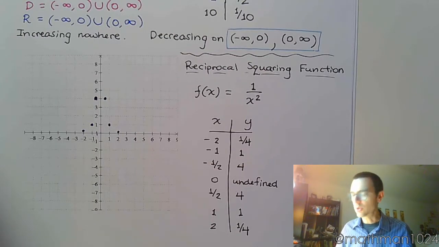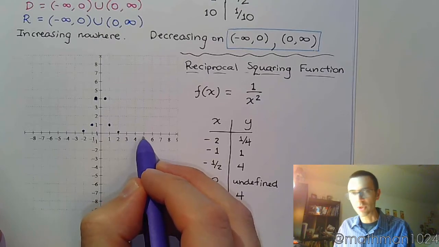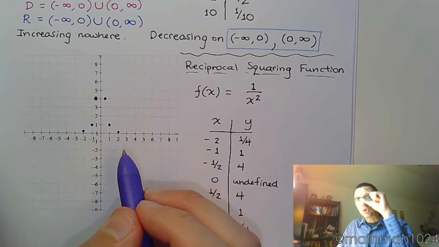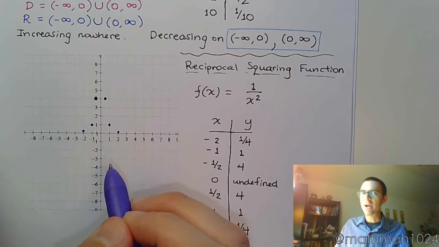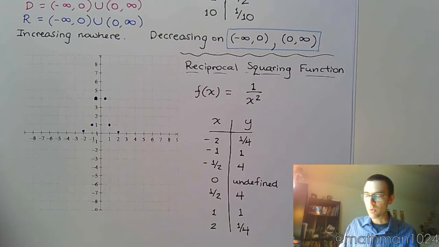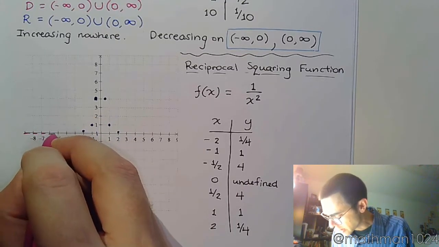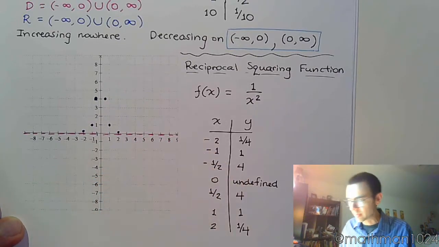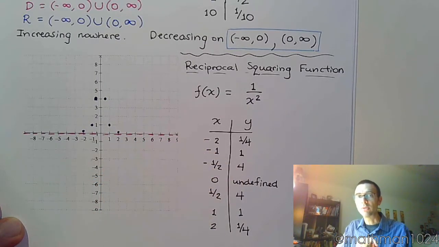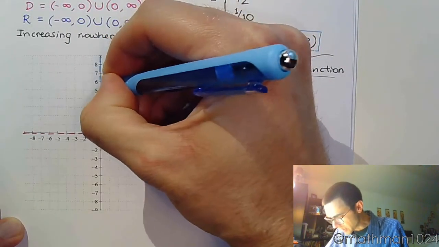As the numbers get larger and larger right here, if I plug in 3, I'm going to get 1/9, 1/16, 1/25, and so on. It's going to get smaller and smaller, but it's never going to equal 0, which tells us that just like in the last problem, we are going to have a horizontal asymptote right here. Also, since we're undefined when x equals 0, we're going to have a vertical asymptote right here going through the middle.